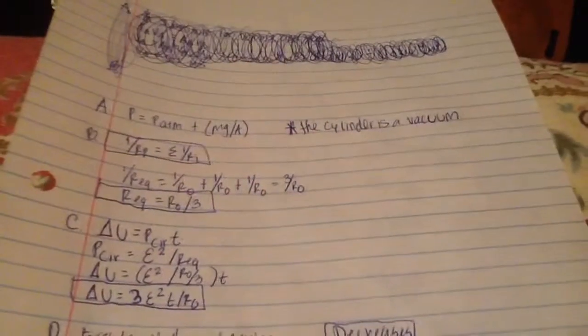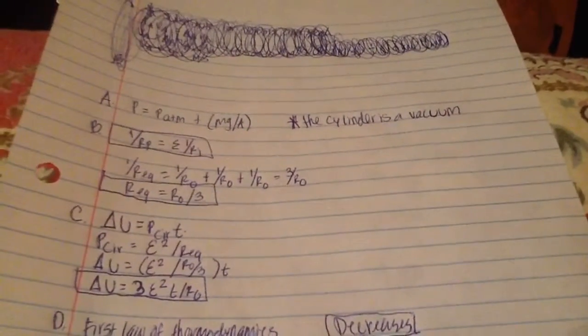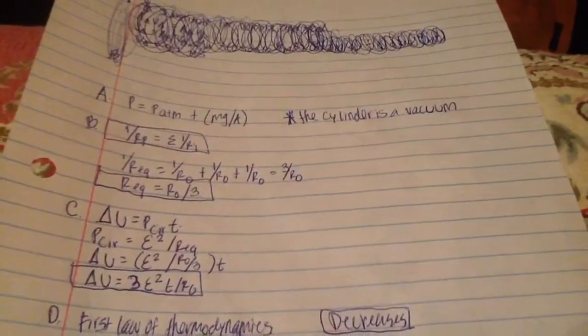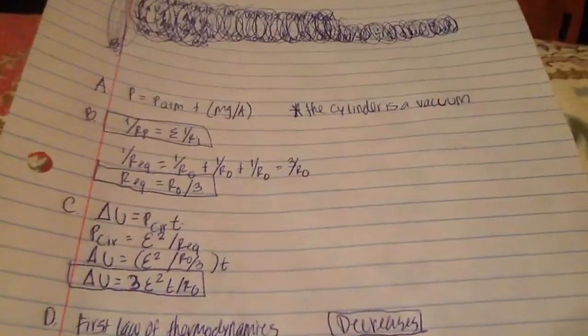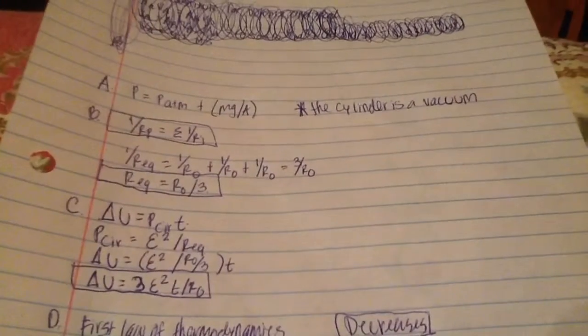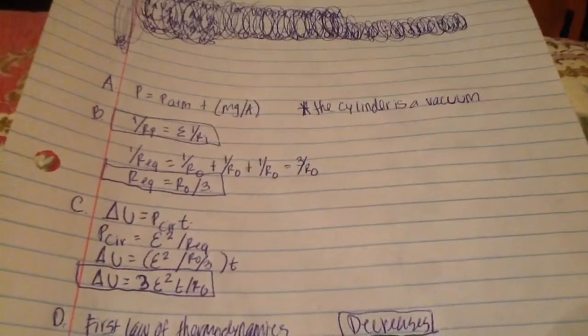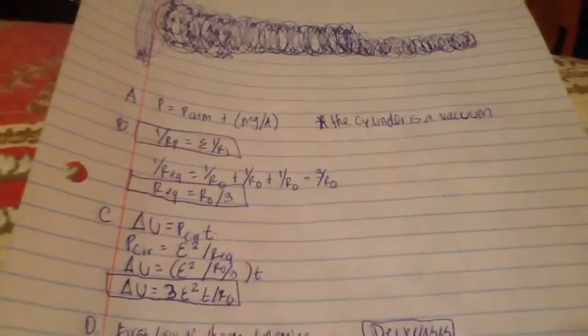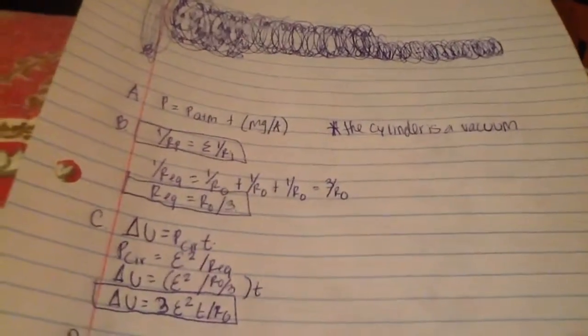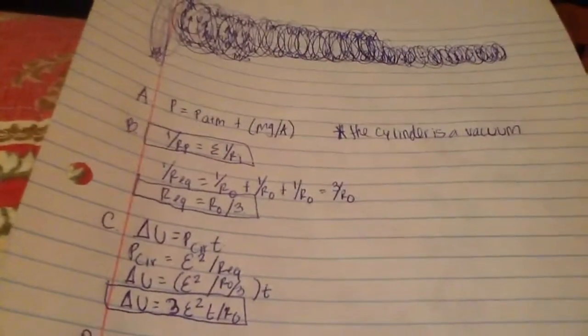So for the College Board problem, we're required to solve different things to solve for the main problem for the equation. So for part A, P equals P ATM plus mg over A. And basically that's just asking for the formula that we're going to use, and that's one of them. The cylinder is a vacuum, and so you need to state that.